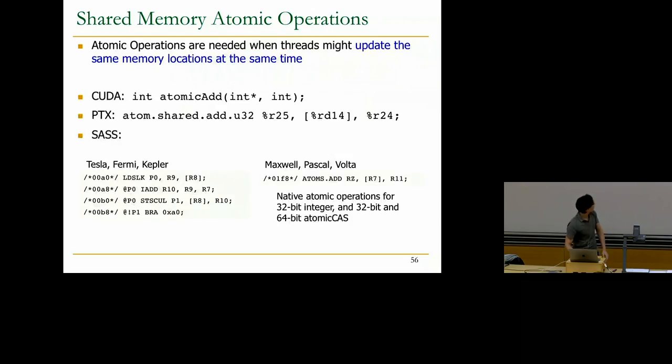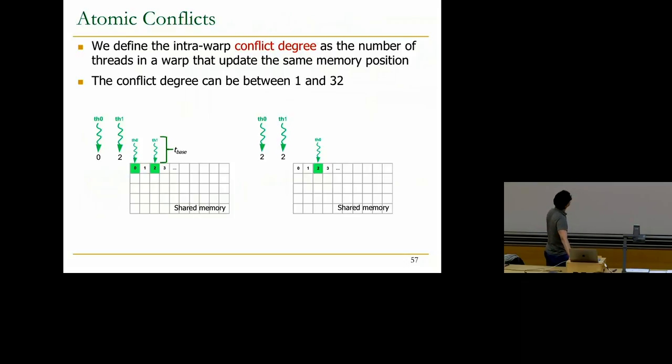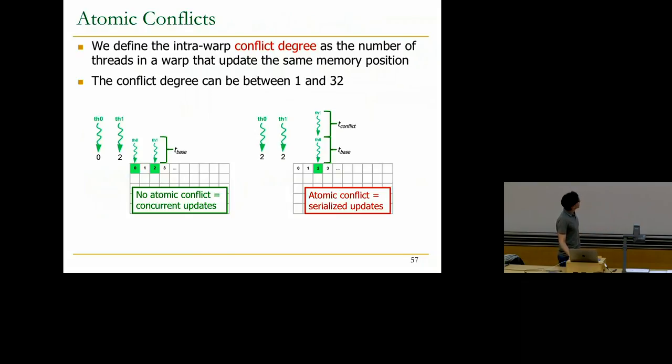This is CUDA code, this is PTX, this kind of intermediate representation, and here what you can see is the assembly for different architectures. But it's quite easy to see here what the problem is of having these atomic conflicts. If you don't have atomic conflicts, you will have both threads updating, in this case, shared memory positions at the same time. This will be your total latency for this operation. If these two want to update the same element, element 2, then you have an extra latency because of the conflict, right? So the atomic conflicts serialize the updates.